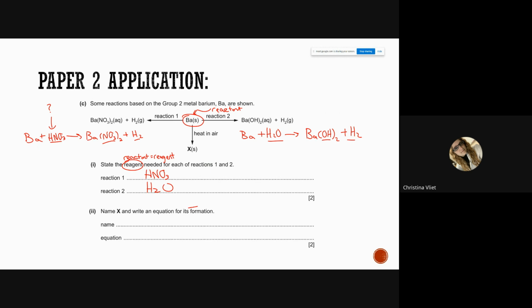It's oxygen. When we burn something, we're reacting it with oxygen. When we heat it in the air, plus O2. You should memorize that too. Whenever you see heat in air, that's another way of saying we're reacting this with oxygen. So then, what is this? Ba plus O2. Do we know that type of reaction?